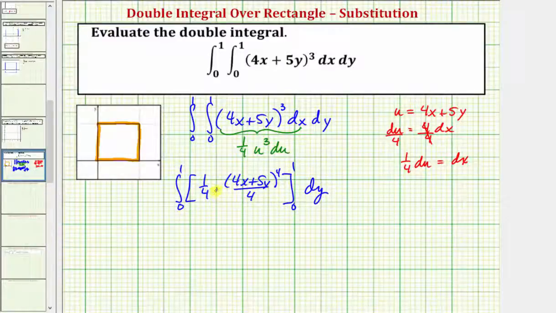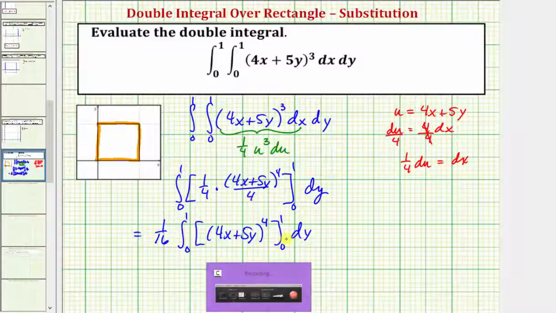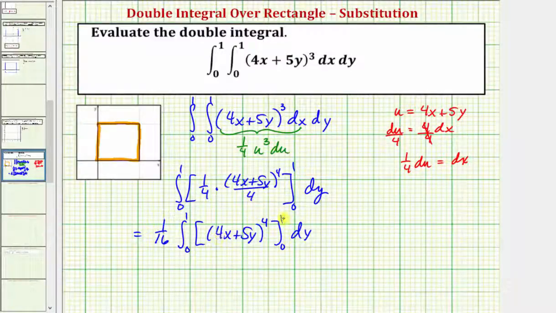Now let's go ahead and rewrite this. Notice how we have a factor of 1/16. Let's write this as 1/16 times the integral from 0 to 1. We'd be left with the quantity 4x plus 5y raised to the fourth, which we now need to evaluate at the limits of integration. These are limits of integration for x. So we'll substitute 1 for x, then 0 for x, then find the difference.